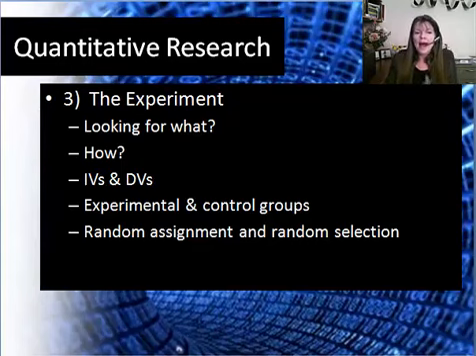So remember, the IV, the independent variable, is the one we vary. The DV, the dependent variable, is the one we measure at the end to see if there was an effect on it. Again, this should be review for you.